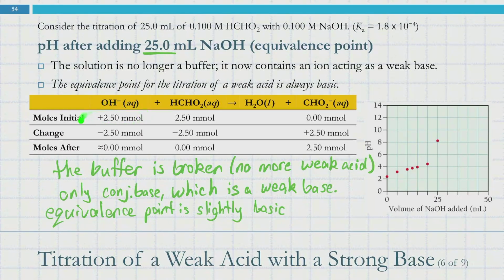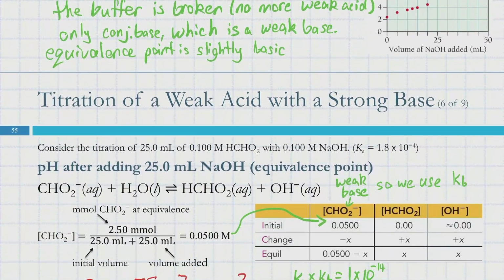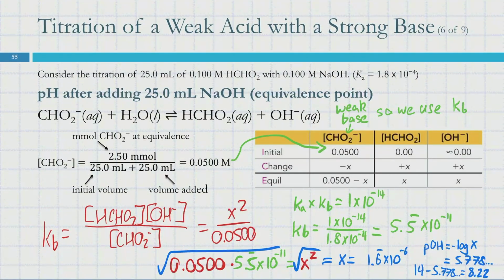We added 2.5 millimoles of hydroxide. We initially had 2.5 millimoles of our formic acid. Those get completely used up and in the process form 2.50 millimoles of our formate. And again, for our ice tables, these need to be in units of molarity. If we just use moles, we might end up getting the wrong answer. Okay, we'll stop there for today.